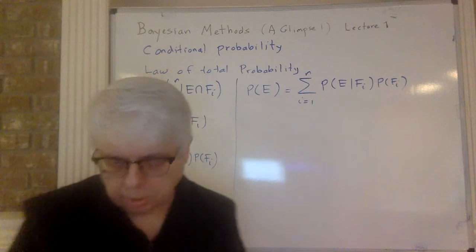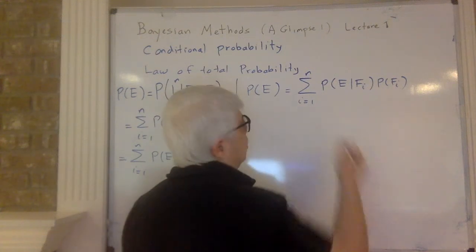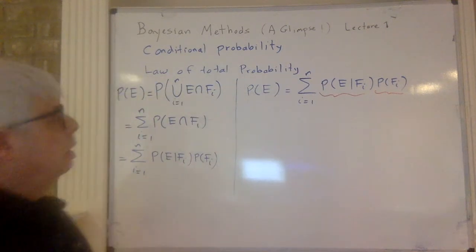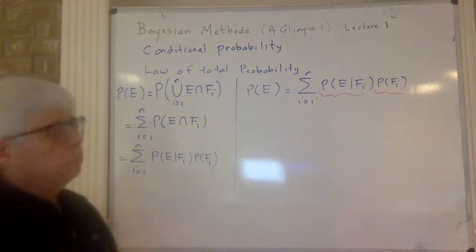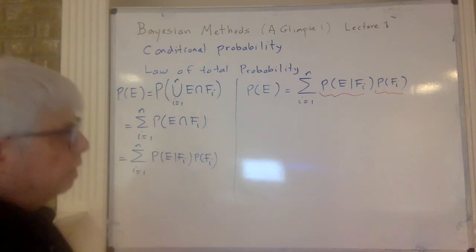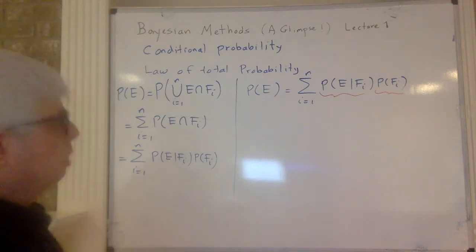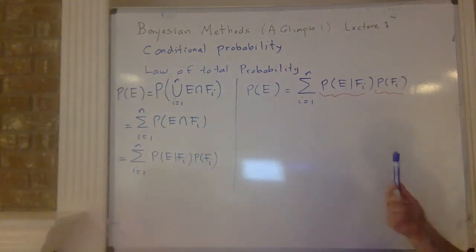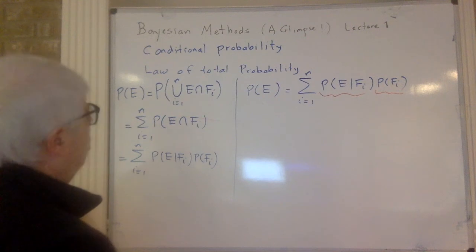Now, why is this important? It's because sometimes, I would say most often, we cannot find P of E directly, but we know the probability of E given certain things, and we know the probabilities of those events, if they cover the whole sample space. That makes it easy to find P of E. Well, we will see in the problem. So, that is the law of total probability.